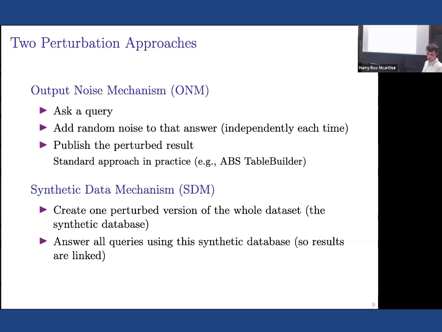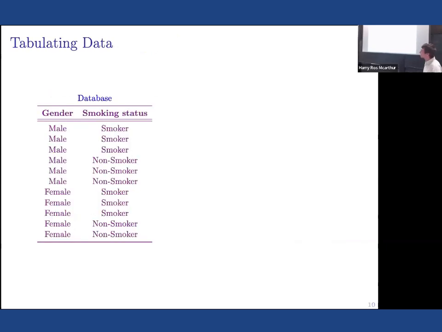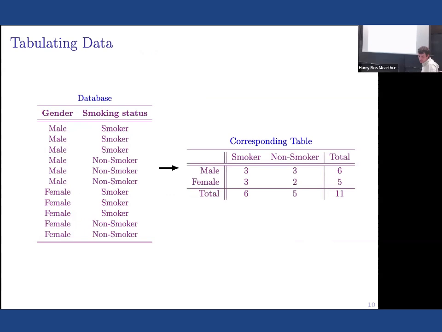So to give you an example of what these look like, here's your database. I've just got two binary attributes, gender and smoking status. And if we go ahead and tabulate that data, we get a table which looks like this. It's just counting the occurrence of those attributes that we're predicating on. So there's how many male smokers there are. Just have a look at the table and you count that up. You can see this as being 9 individual queries related through some set of linear constraints.